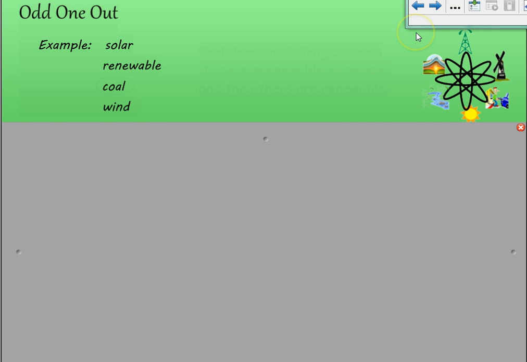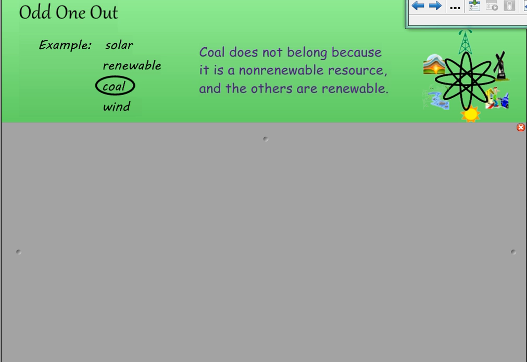So for odd one out, you are going to look at four words and you need to figure out which one does not belong. Solar, this is an example: solar, renewable, coal, and wind. Coal is the one that you would circle because it does not belong. It is a non-renewable resource, and the rest are renewable.